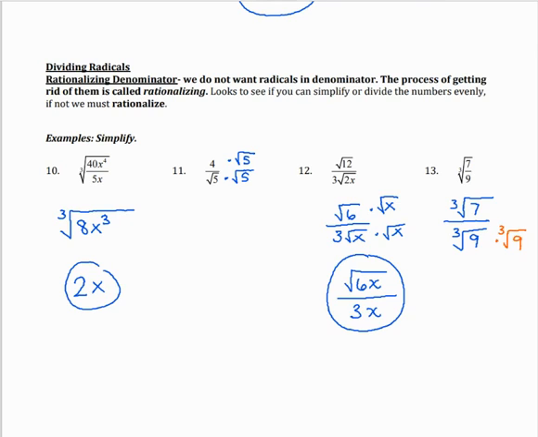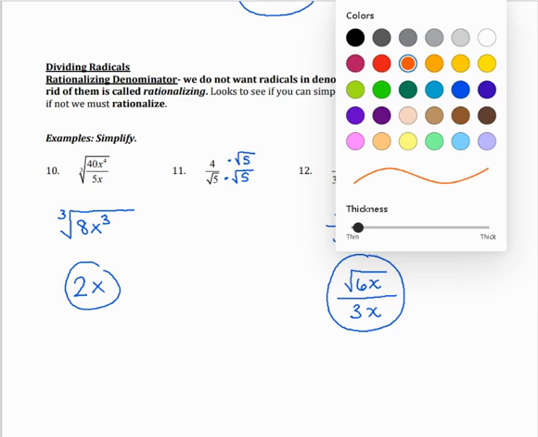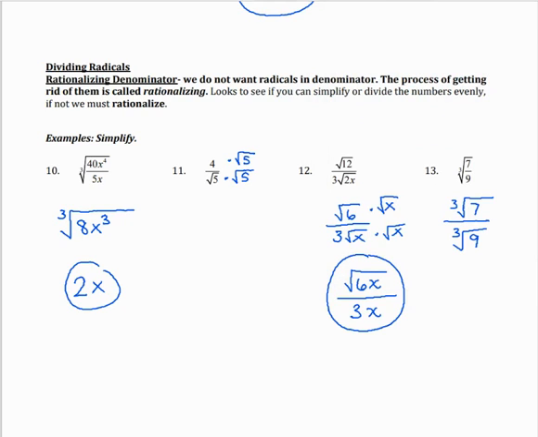So then the question is, well, do I multiply by the cube root of 9? If I do that, I get 81. Is 81 a perfect cube? No, it is not. So what we need to remember with rationalizing is the point of rationalizing is to either get a perfect square or a perfect cube, or if we're doing 4th roots, a perfect 4th power.